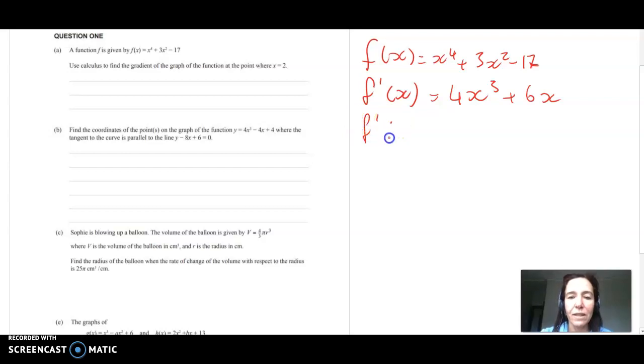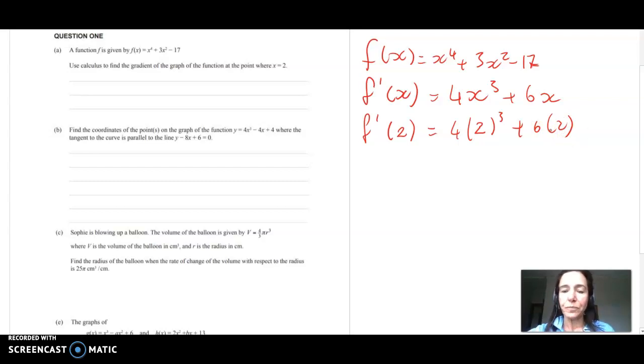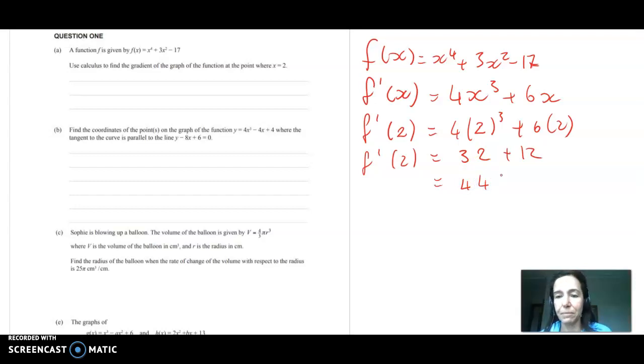And I'm wanting to find the gradient when x is equal to 2. So it'll be 4 times 2 cubed plus 6 times 2. So my gradient when x is 2 is going to be 4 times 8, which is 32, plus 12, which gives me 44. Pretty steep. There you go. So that's that. Hopefully that makes sense. And there is just a little question.